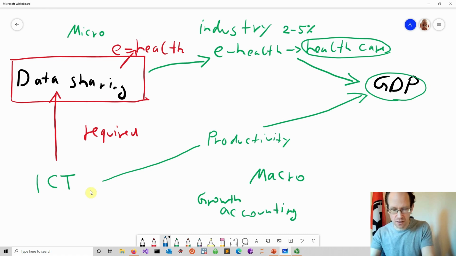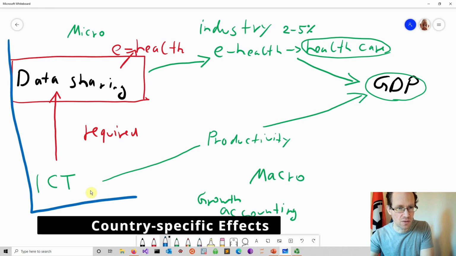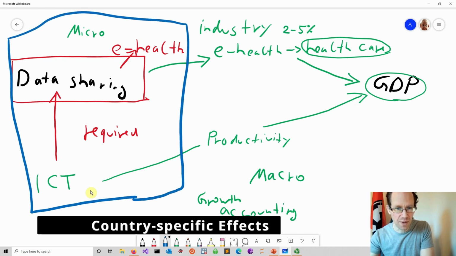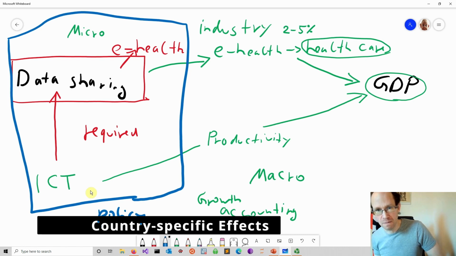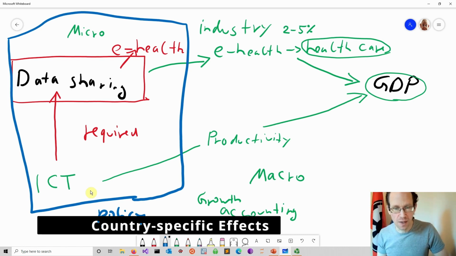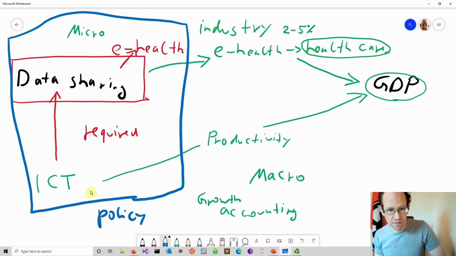And finally, the last bit is to relate this in the context of the country level. So in particular, here, this whole area that is embedded in the country level. So here we have to talk about policy, we have to talk about regulation, because that, of course, affects the way we share data. So this is the country-specific effect. And of course, again, for that we have policy-related data sources.